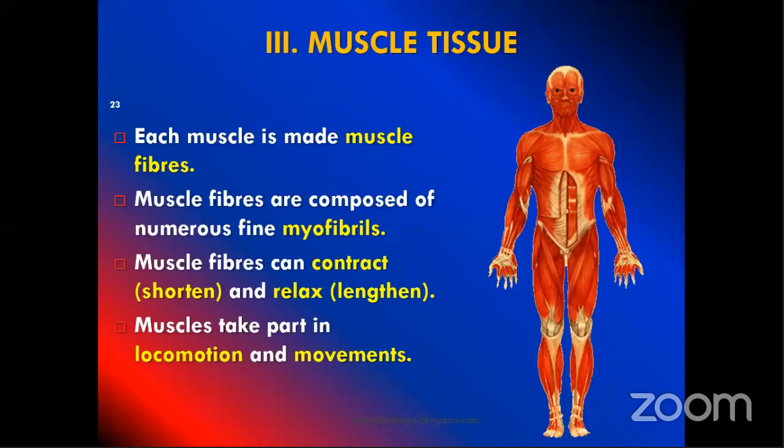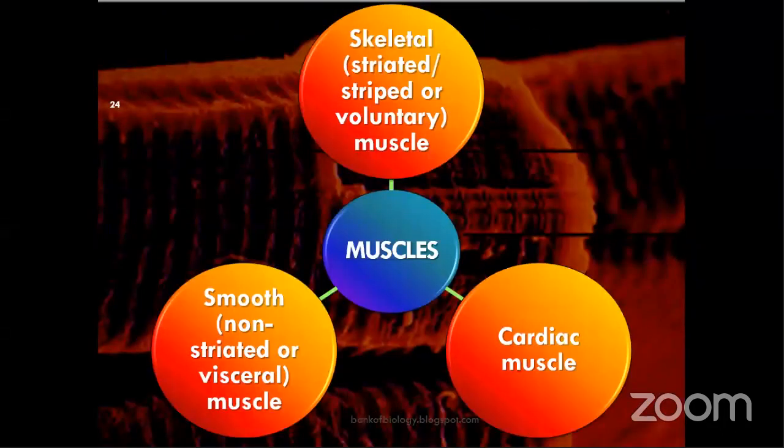Then muscle tissue. Here, each muscle tissue is made up of many muscle fibers. Then they are composed of numerous fine myofibrils. The muscle fibers can contract, shorten, and relax. That is very important. Contract, shorten, and relax, lengthen. Muscles take part in locomotion and movements. Then muscles are of three types: skeletal, striped, or voluntary muscles, smooth, non-striated, or visceral muscles.